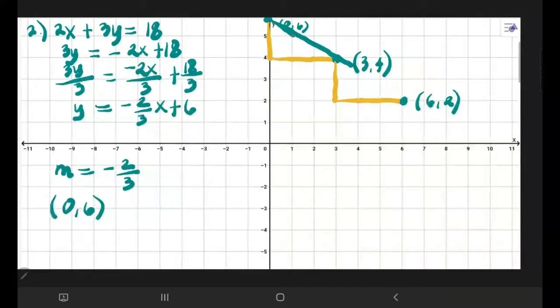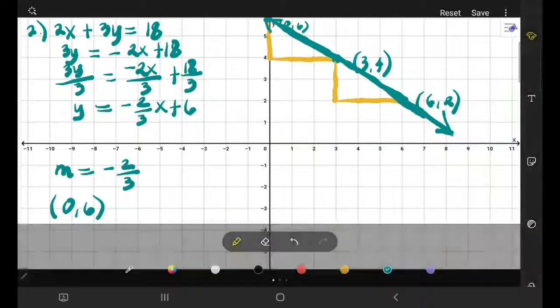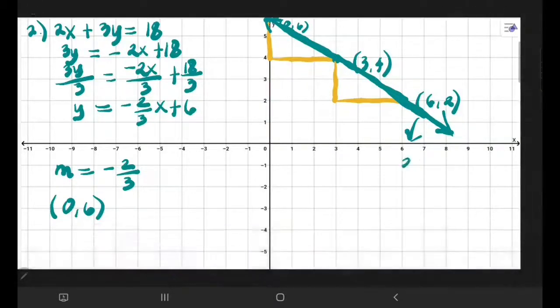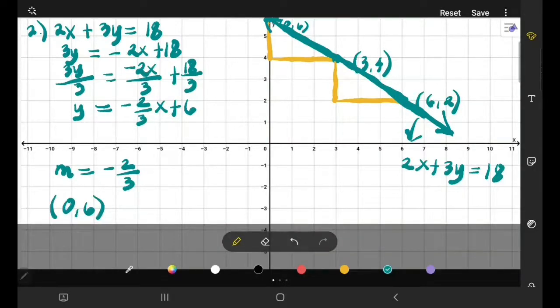Okay, so this is the graph of 2x plus 3y equals 18. Okay, that's it.